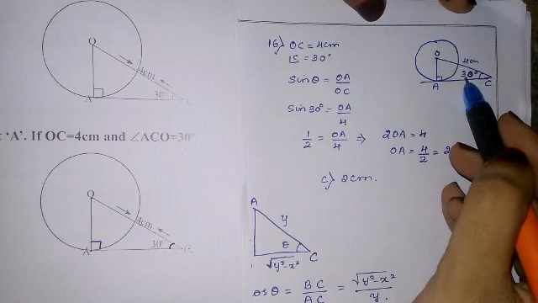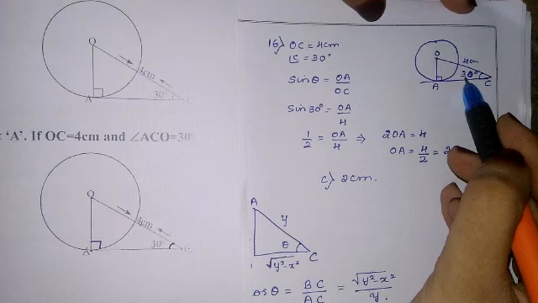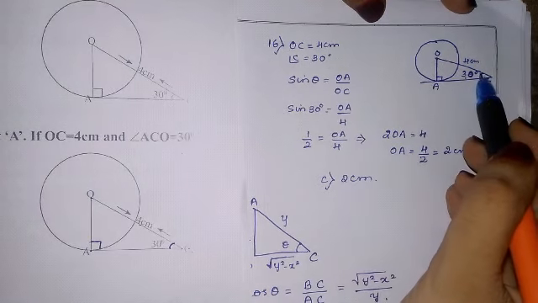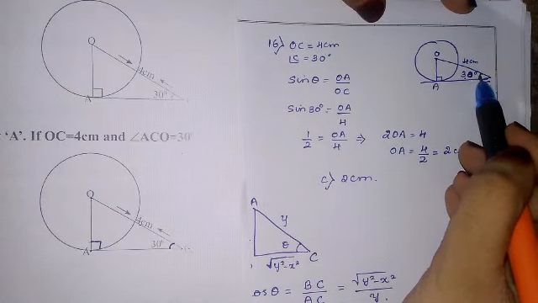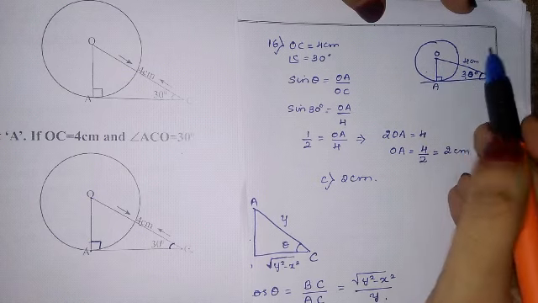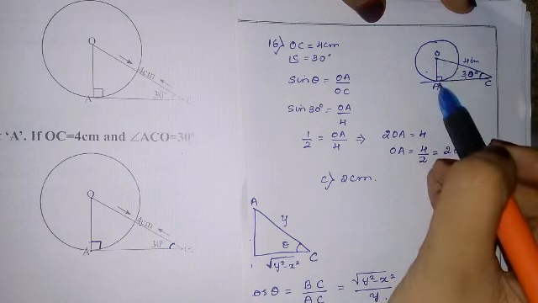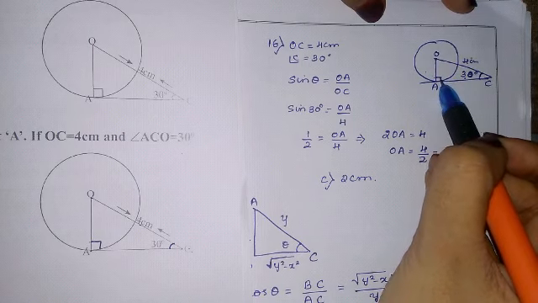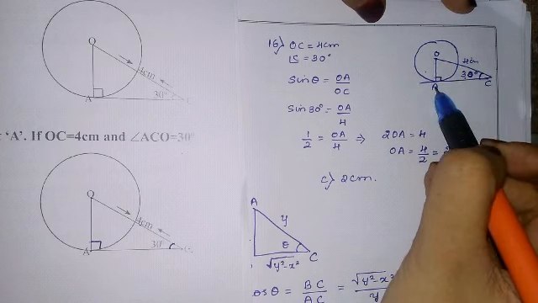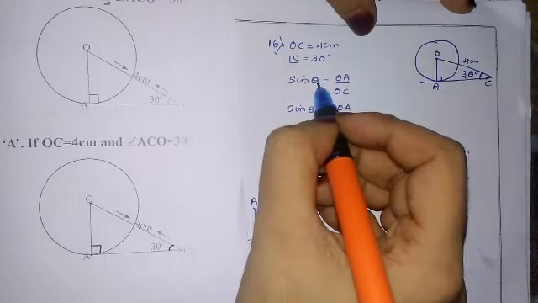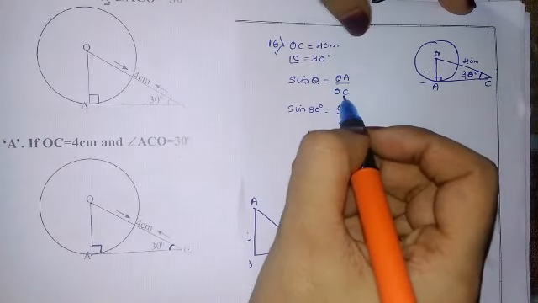But here they have given 30 degrees. So we can use a trigonometric function here. Sin theta is equal to opposite upon hypotenuse. Because it is a right angle triangle, sin theta is equal to OA upon OC.